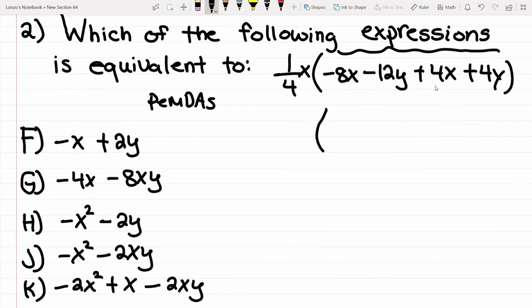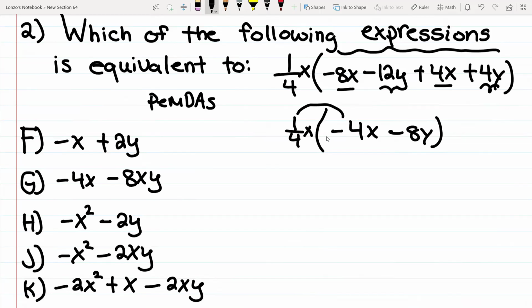So in the inner parentheses, what can I collect? We can collect the -8x and the 4x, which is -4x, right? And then what about the y's? You have a -12y and a positive 4y. That is going to be -8y. And then it's going to be 1/4 x times that. Now you may FOIL out this 1/4 x because you can't do much more in the inner parentheses, since they're two different letters.